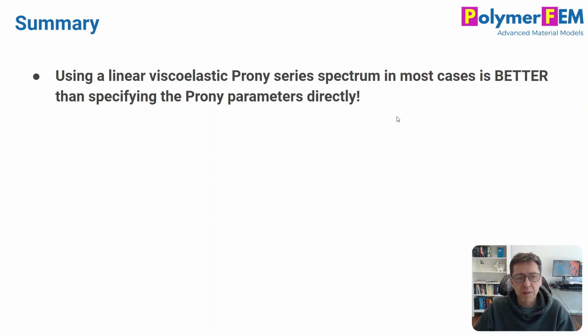So to summarize, using a Prony series for linear viscoelasticity is pretty inconvenient, because you can have as many as 20 or even more Prony series terms, and they are usually following a very specific mathematical shape. So instead of doing that, using a spectrum where you specify the shape of the spectrum using a small number of parameters is usually far better.